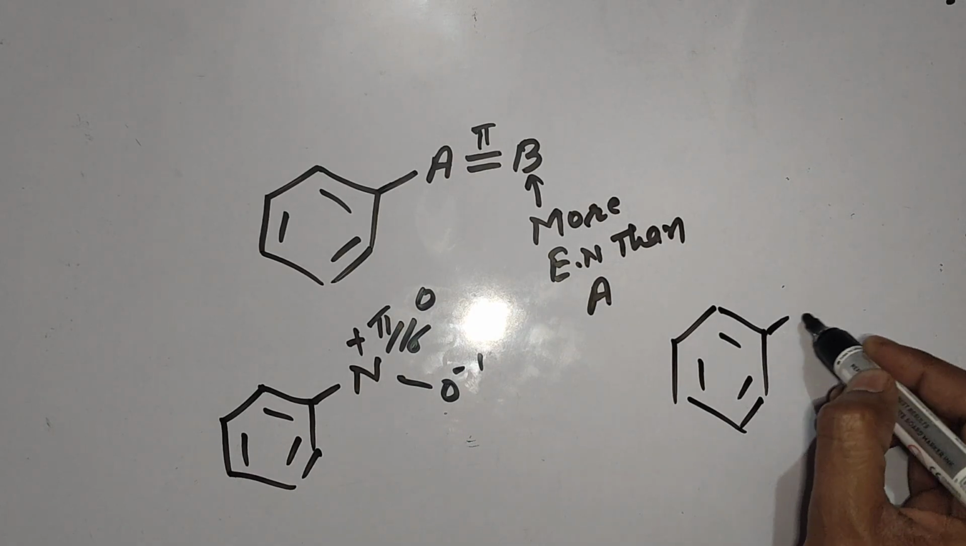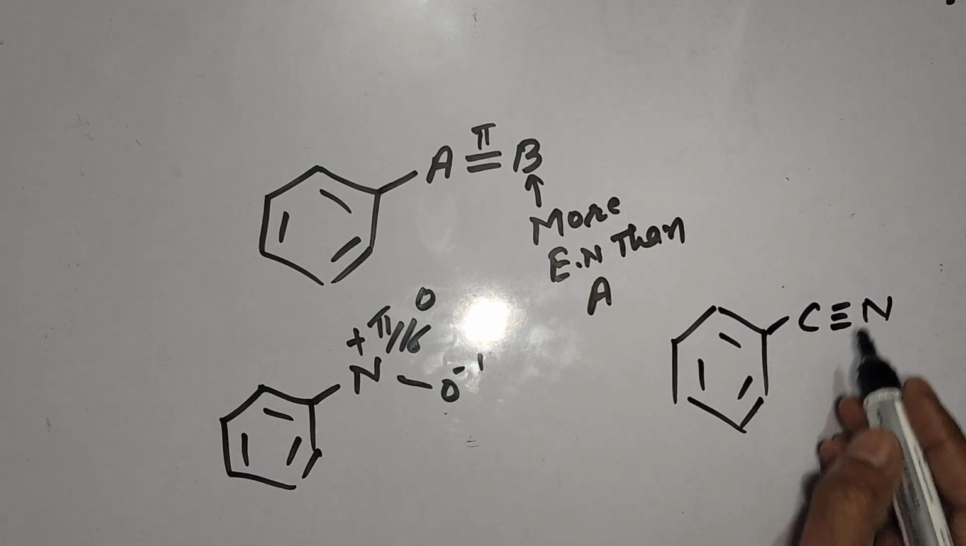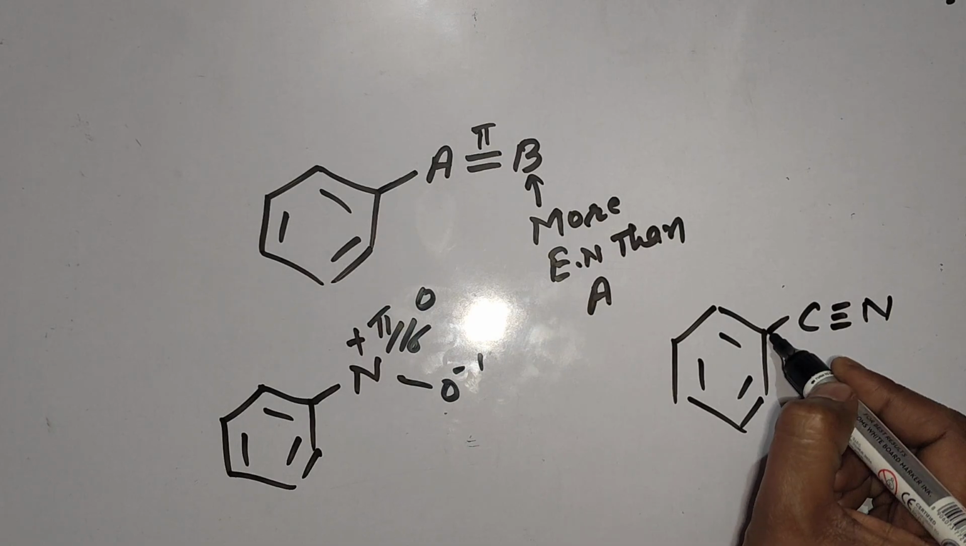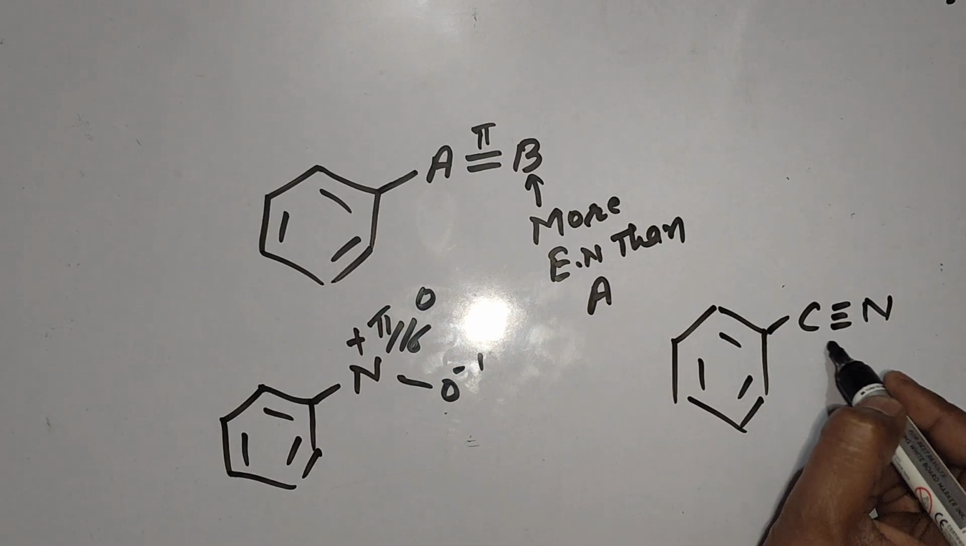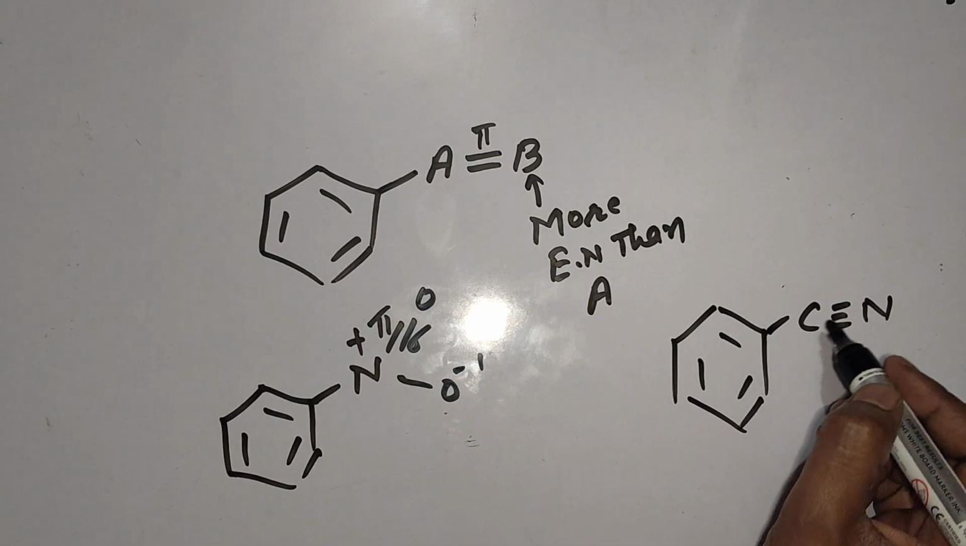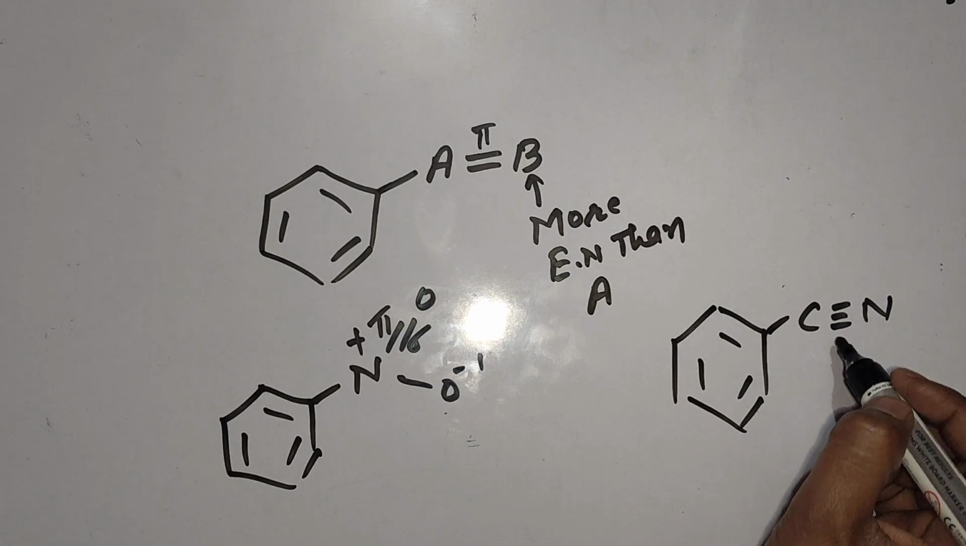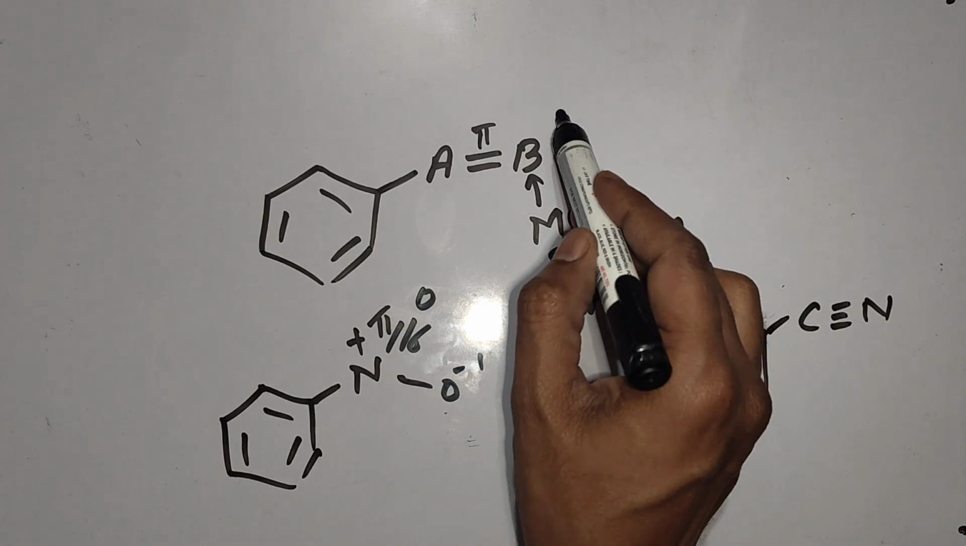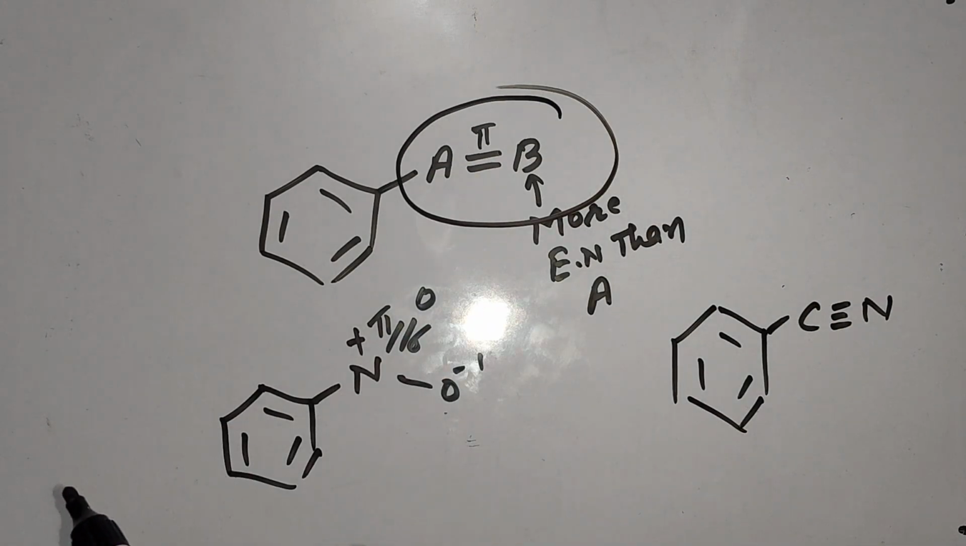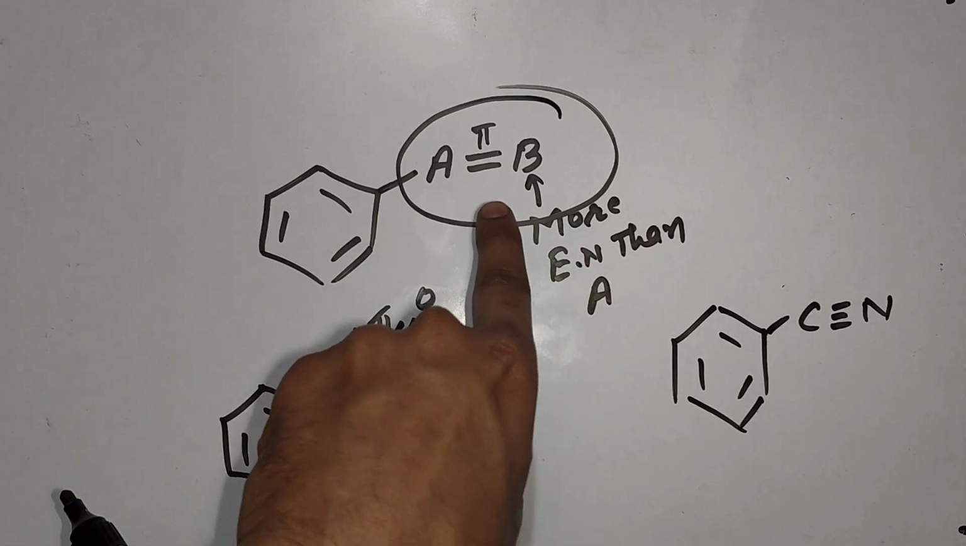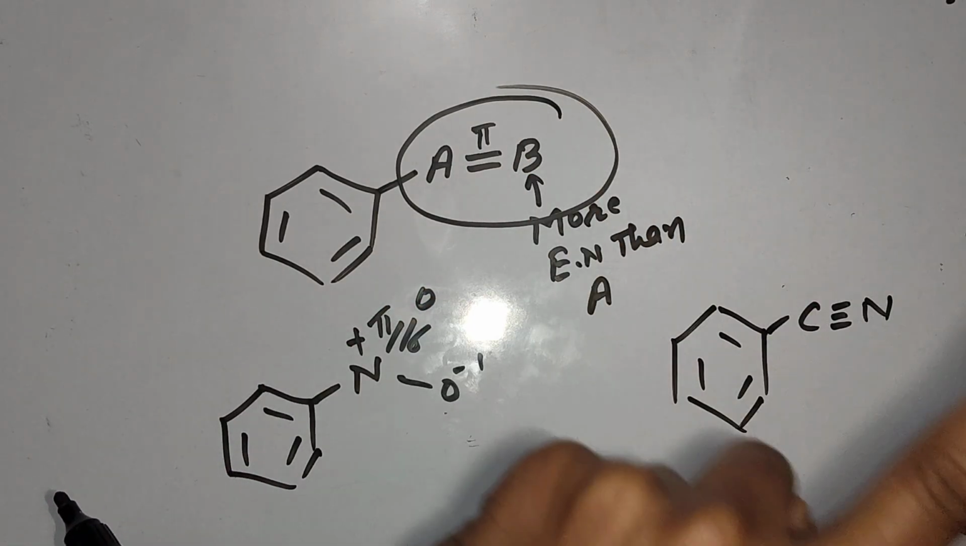So all those groups in which we get such a condition, like this, where carbon is directly connected with the benzene ring, and carbon is further connected with nitrogen which is more electronegative than it, and pi electrons are available through it. So always check such conditions. If these conditions are available, the group will be an electron attracting group.